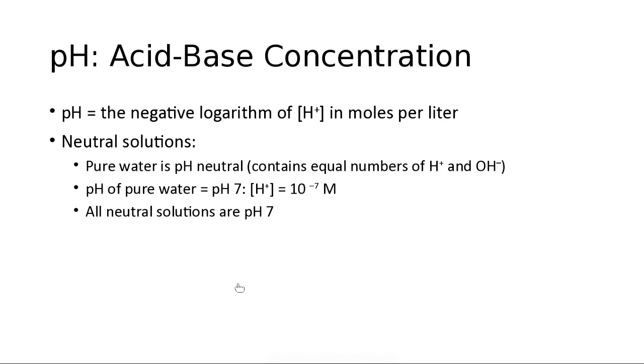pH is calculated by measuring the hydrogen ion concentration in moles per liter and then calculating the negative logarithm of the answer that you got for your hydrogen ion concentration. Neutral water has a pH of 7.